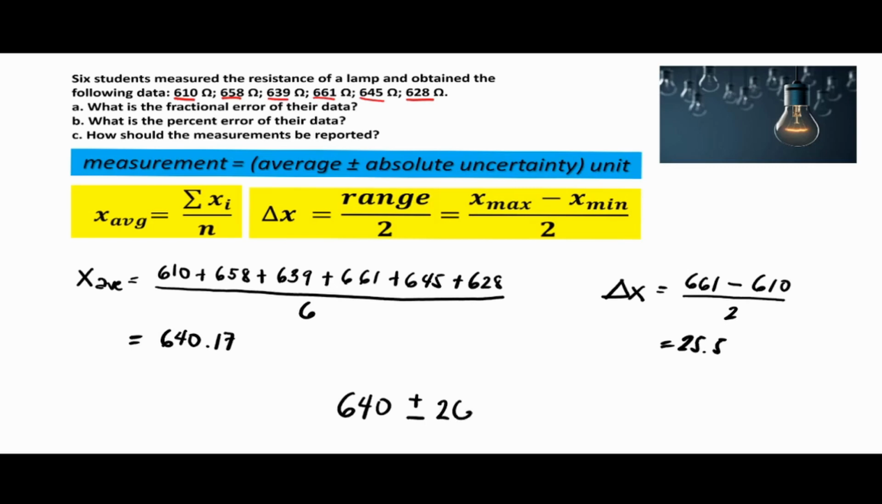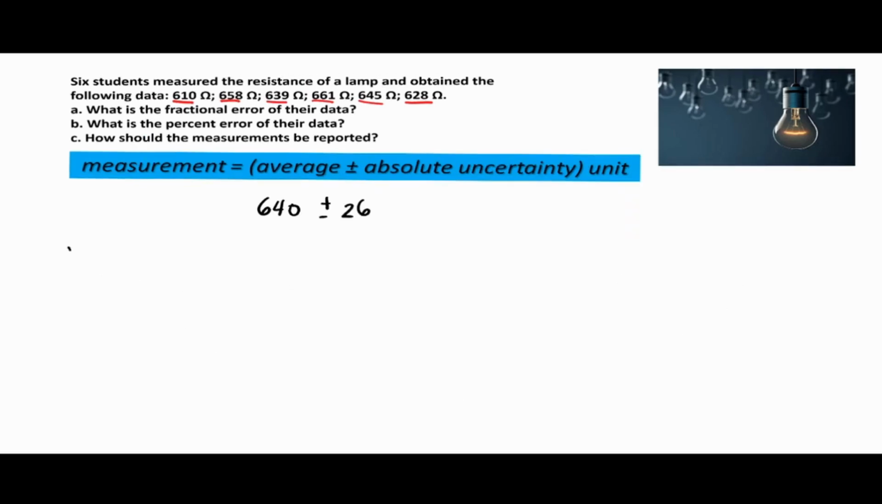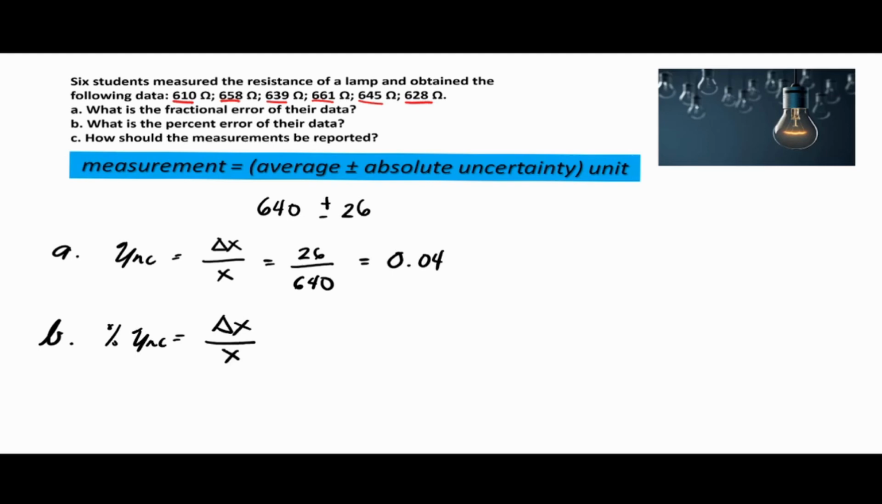Now we can proceed to solving for the fractional error of their data. For letter A, we have the equation for fractional error or fractional uncertainty equal to delta x divided by x. So we have our absolute uncertainty, plus minus 26, divided by 640. So we have equal to 0.04. For letter B, the percent uncertainty is delta x divided by x times 100. 26 divided by 640 times 100 is equal to 4%.